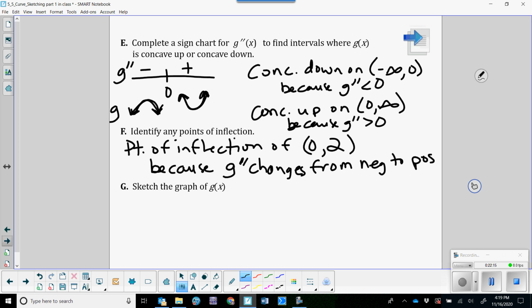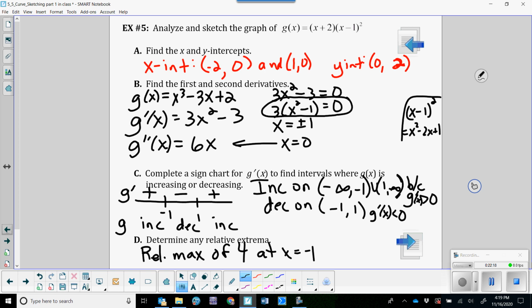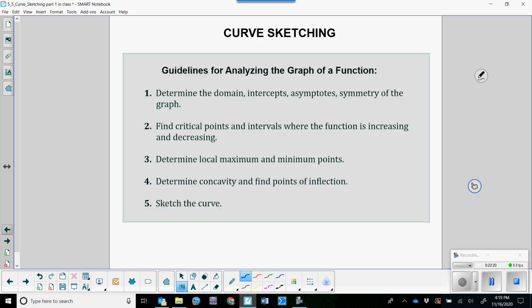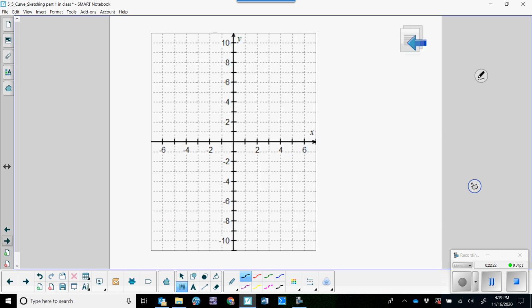Okay, then it says sketch it. So we're going to go back, given all this information, which you should have all written. Oh, I need to get to my graph page. You should have all that information written, so you just have to think about that. Now this time I have points, right? Because we know things that happen. So I would plot all those points and then aim towards them. So we have x-intercepts at -2, 0, and 1, 0. We have a y-intercept at 0, 2. So those are points that we know.